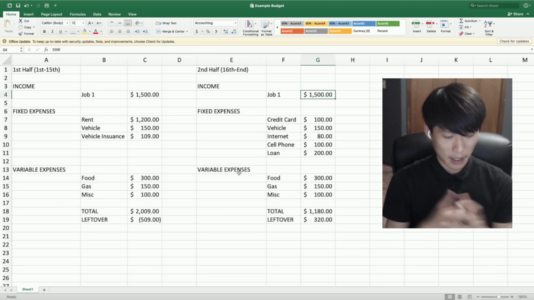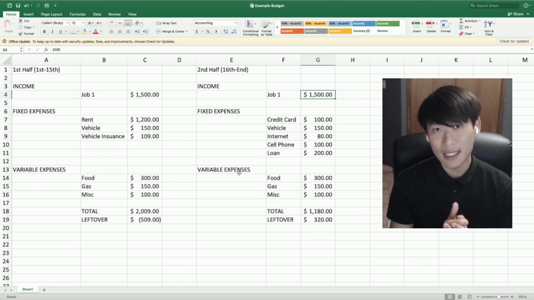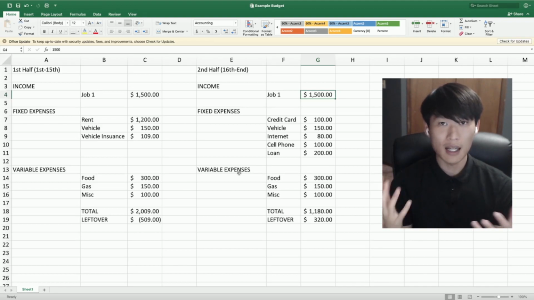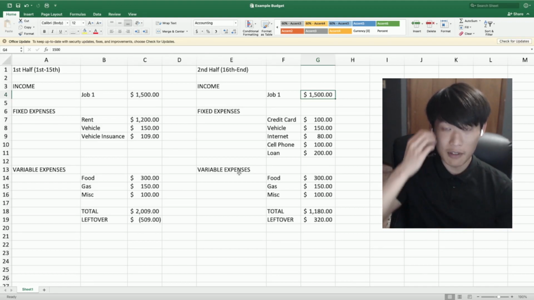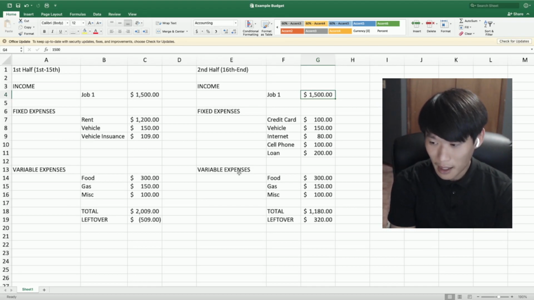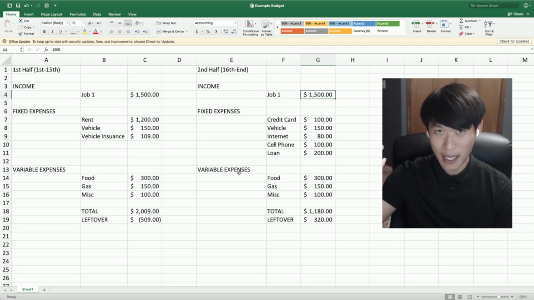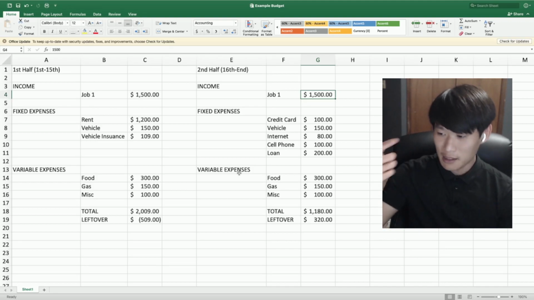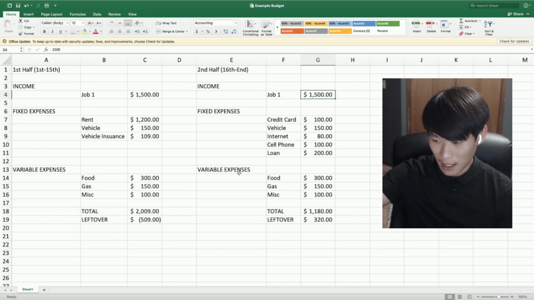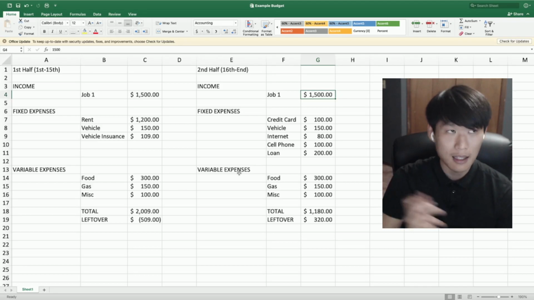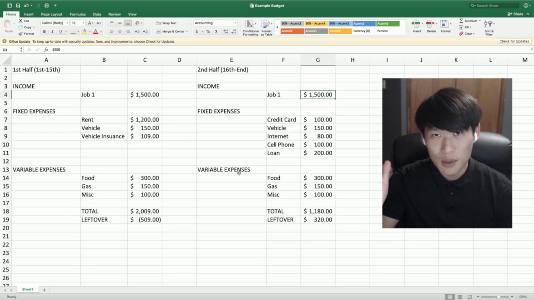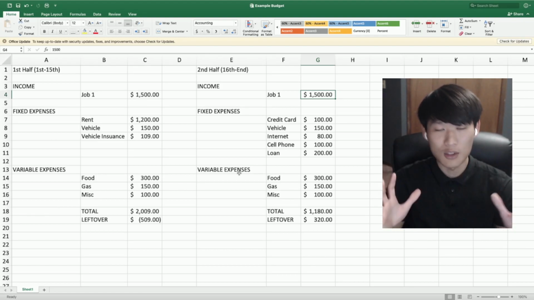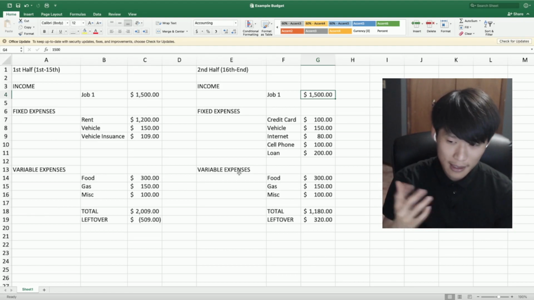So how do I set up a budget? Income: we're going to base the income off of an average of about $60,000 a year, which is, I do believe, the average in Canada. This is a person that rents, has a vehicle payment, vehicle insurance, internet, cell phone, and a loan and a credit card. Spends money on food, gas, and miscellaneous. That could be anything from Netflix subscriptions and so on that don't have their own category. You can do it how you want to do it. And we'll go through that.